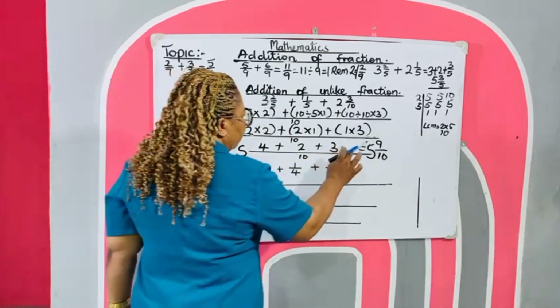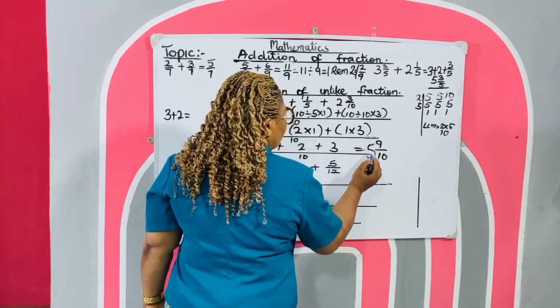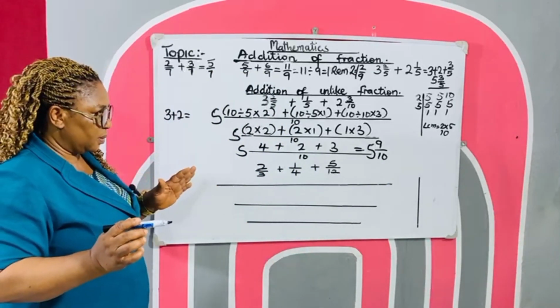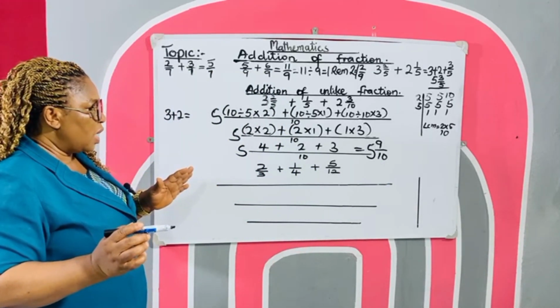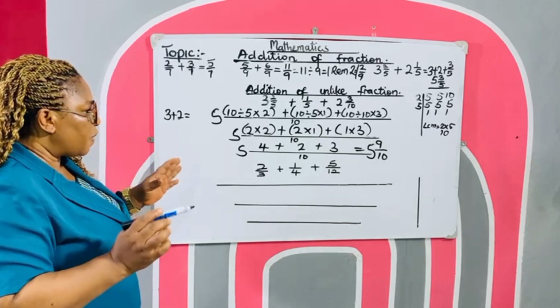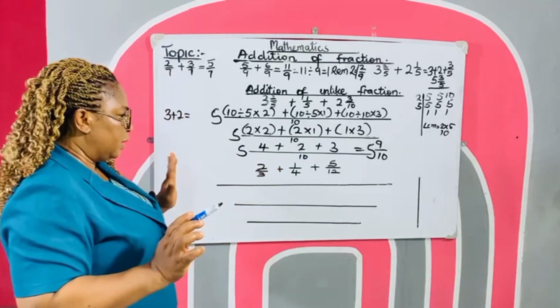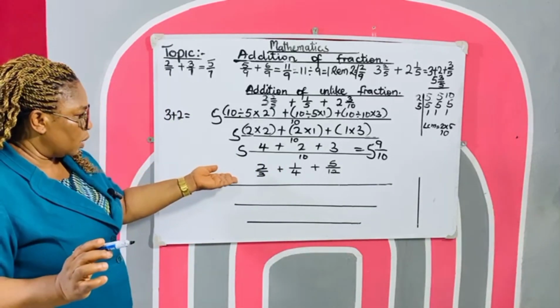5 whole number. 9 over 10. You see? You now have the answer as 5 whole number 9 over 10. You will not do anything on it. So let's look at the second one.